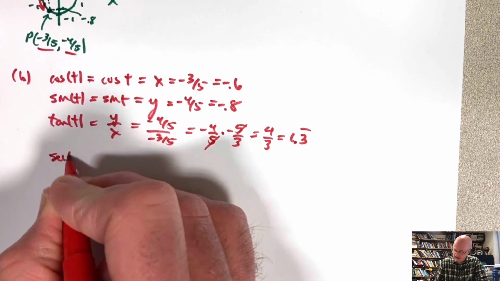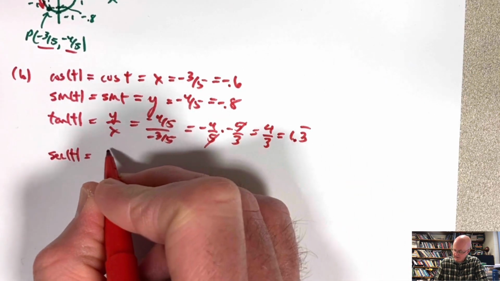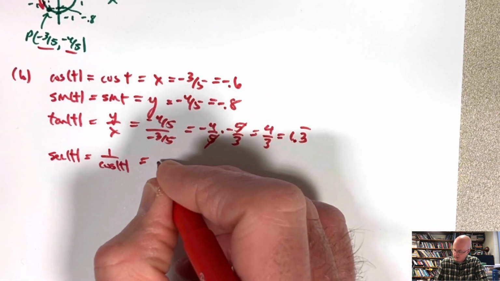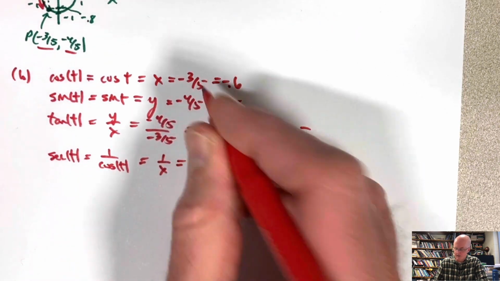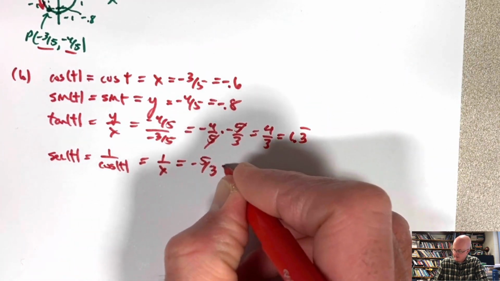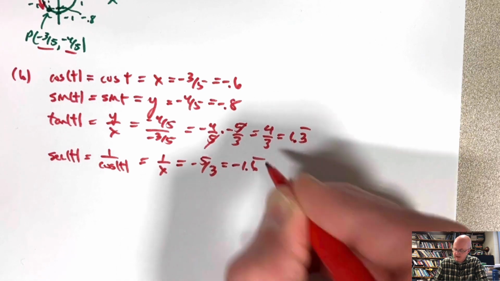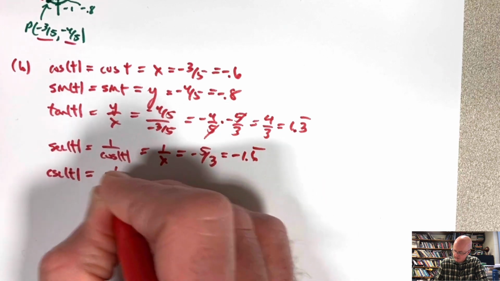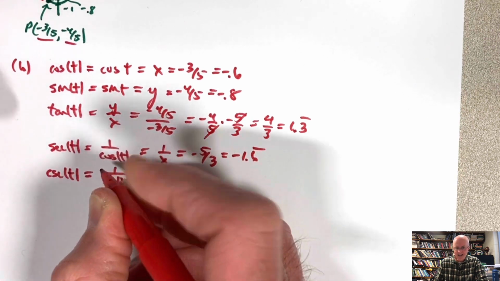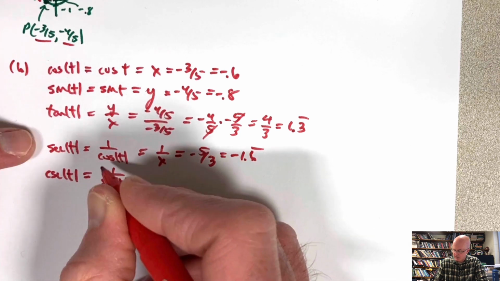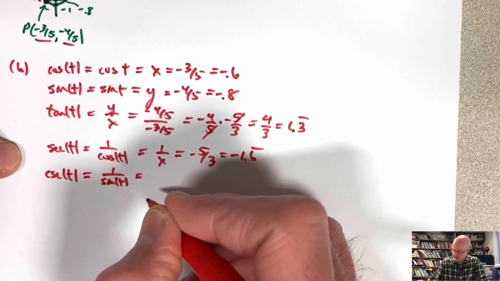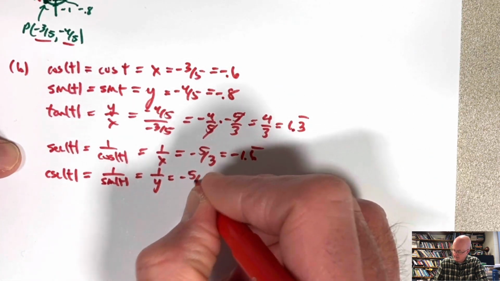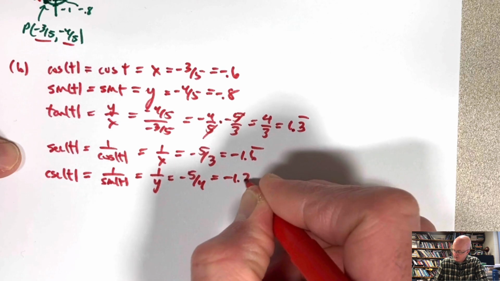Secant of t could be thought of as 1 divided by cosine of t. In terms of x and y, that's 1 over x. Take the reciprocal of this, it's going to be negative 5/3, negative 1.6 repeating as a decimal. Cosecant of t, by definition, is 1 over sine of t. It's funny, the s's and c's get swapped here in both of these formulas for the first letter. That's 1 over y. Take the reciprocal of this, that's going to be negative 5/4, negative 1.25.